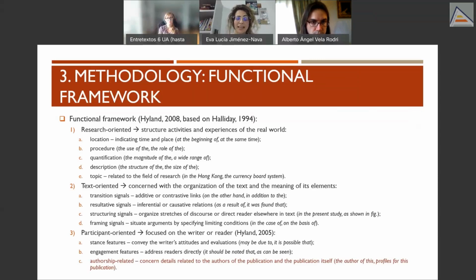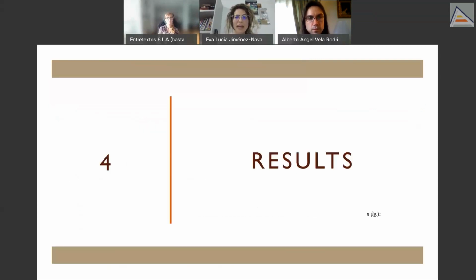Thus, Hyland suggests 2 groups, stance features and engagement features, but I decided to add a 3rd group, which I called authorship related, which concerns details of the authors and the publications themselves, for a reason I'm going to tell you in a minute. So let's move on to the results of my study.